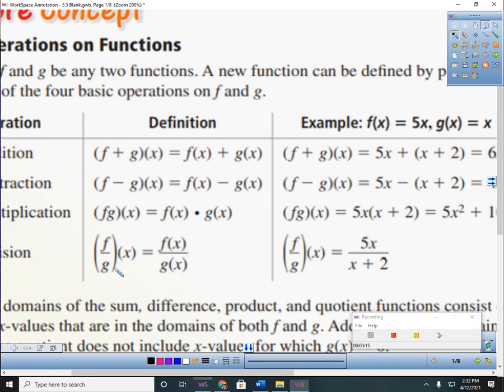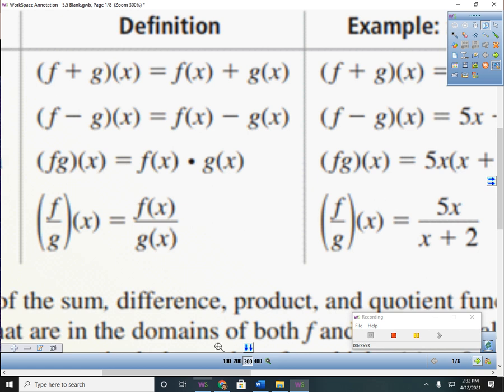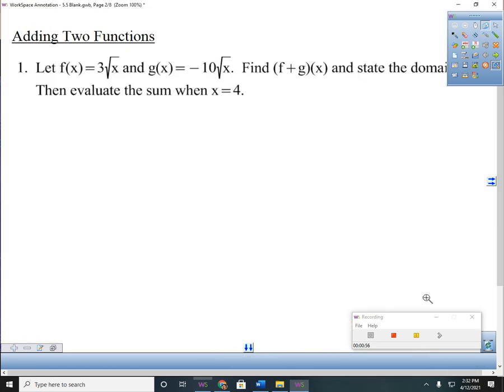So we've done all of those things. We've just never used this notation. All right? So now that we know that, let's try one out. We're going to do one adding, two subtracting, a couple multiply, a couple divide.